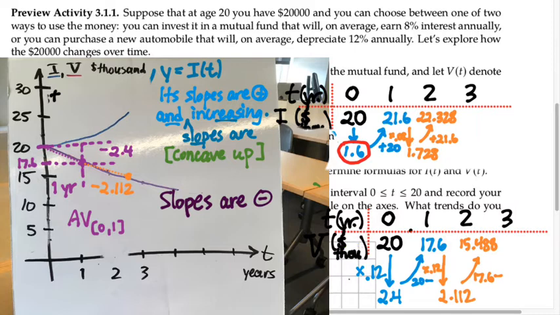It is apparently not yet a collector's item, right? Every year it's losing some of its value. So the value is a decreasing function of time. So the slopes are negative. But how are the slopes changing?